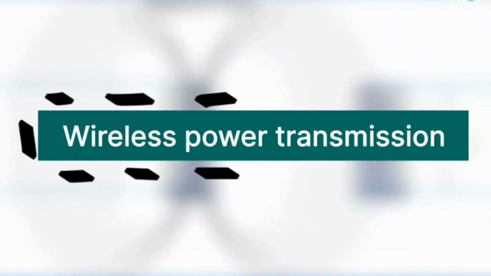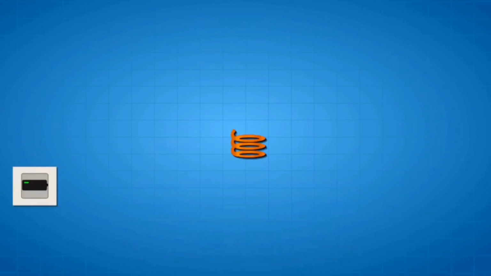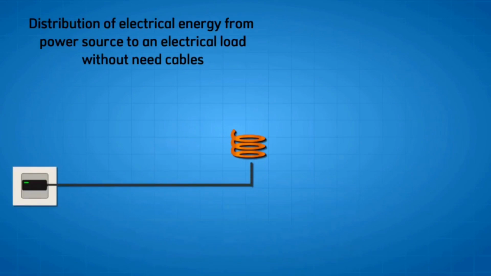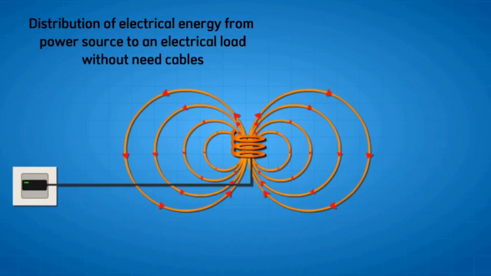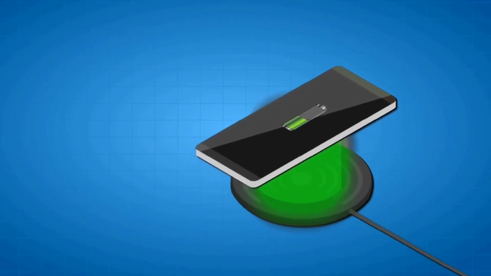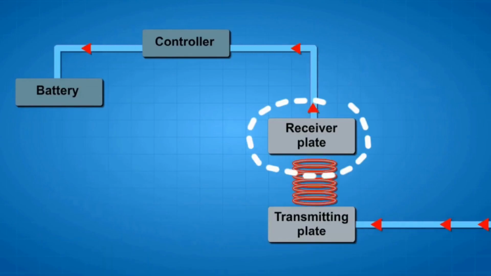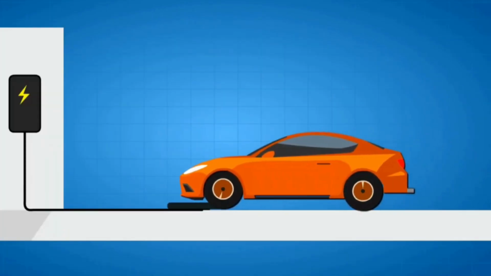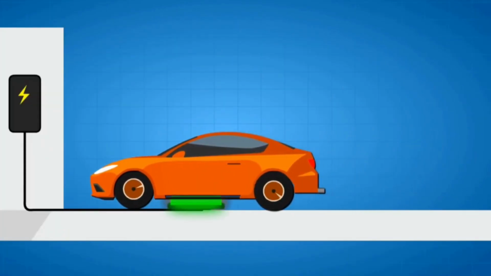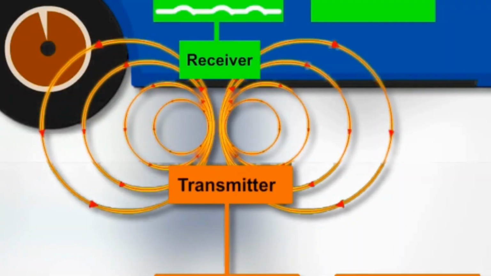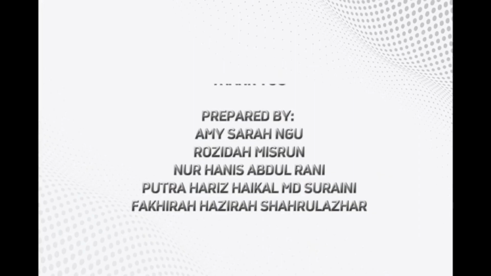In conclusion, wireless power transmission is a distribution of electrical energy from a power source to an electrical load without the need for cables. Next is the electromagnetic field, which will transmit energy from transmitter to receiver. And lastly is the energy transmission efficiency, which is determined by elements of coupling and also the quality factor of the coils. That's all from our group.